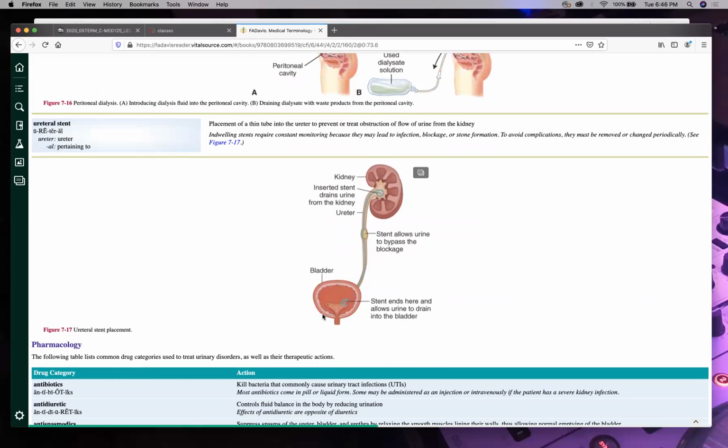Now, a stent. What's a stent? A stent is essentially a tube bypass. Just in case there's a blockage or a problem here, we can install a stent. So it's like a tubing that keeps this pathway open so that the patient can urinate.